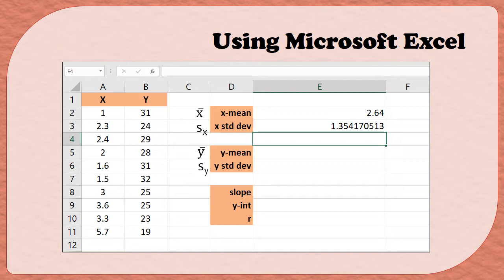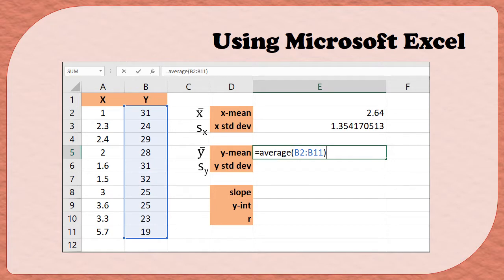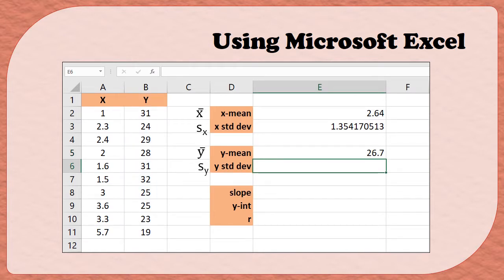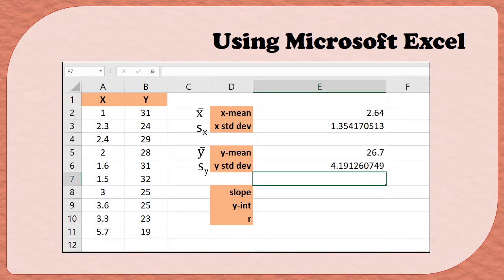We're going to do exactly the same functions for the Y bar and the S Y. We're just now going to refer to column B instead of column A. So for the Y bar, I'm going to take equals average of B2 through B11, and that gives me a mean of 26.7. And then for the Y standard deviation, I'm again going to use stdev.s, and that will give me the standard deviation for the Y values. And here, that's about 4.19.